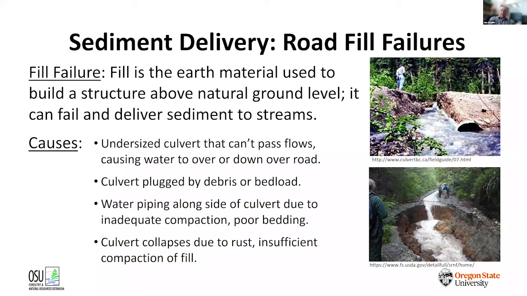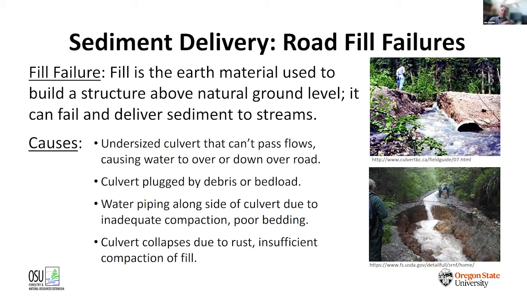Improper culvert installations and old, derelict culverts can also have problems. If the fill is insufficiently compacted, then the stream may find that the easiest way to go is alongside the culvert rather than through the culvert. And as it goes alongside the culvert, it's eroding that material out, similar to the picture on the top there.